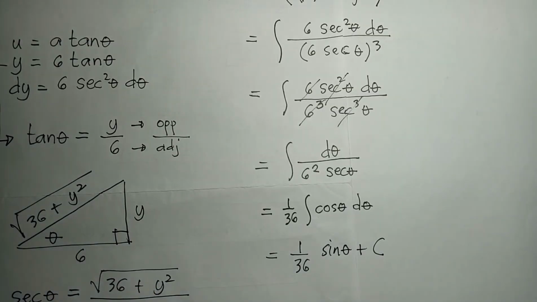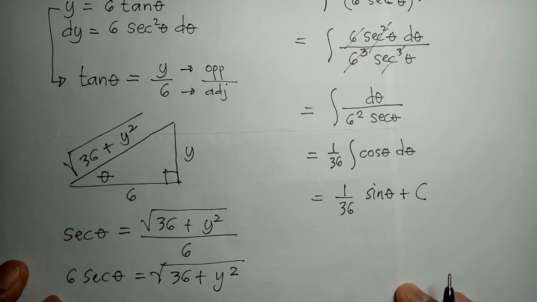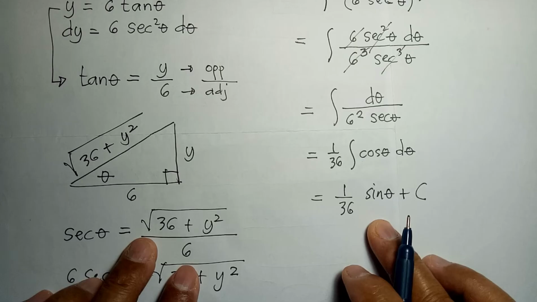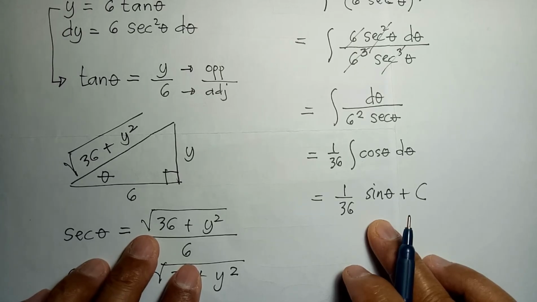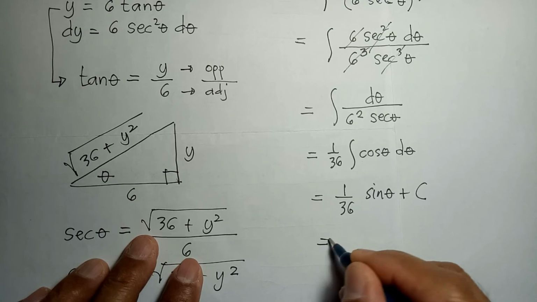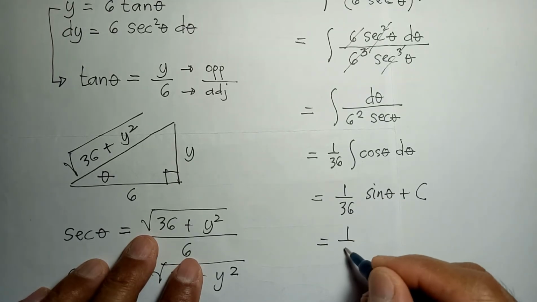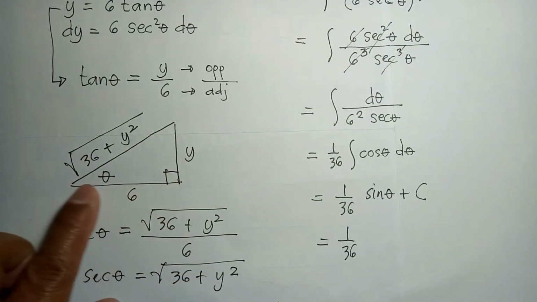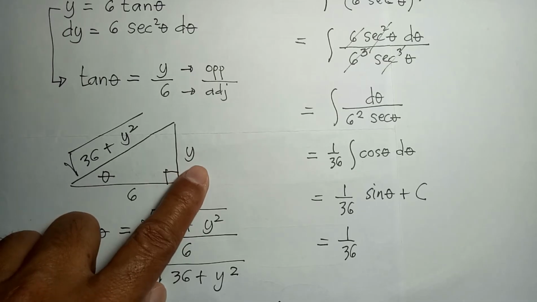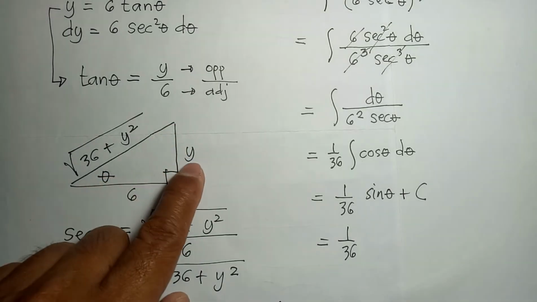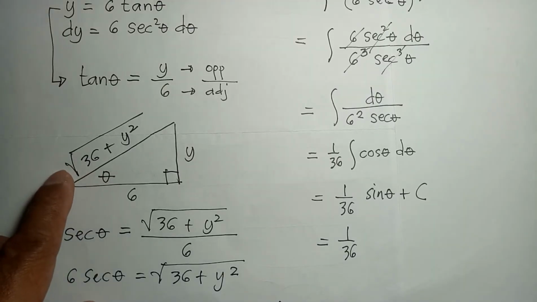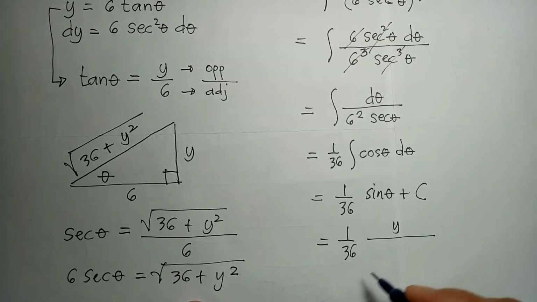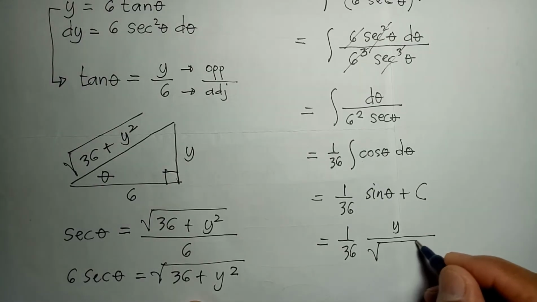Okay. Kaya rin yan, gagamitin natin ngayon yung right triangle para isulat yung ating final answer in terms of y. Kasi yun yung ating problem in terms of y. So, meron tayong 1/36. Ngayon, yung sin theta using the right triangle, equal siya sa opposite divided by the hypotenuse. So, equal siya sa y divided by square root of 36 plus y squared.